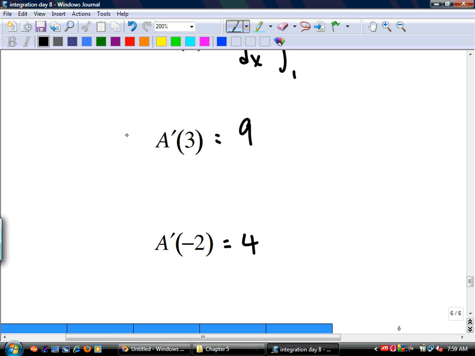Now what does this mean? This means how fast is the area increasing when x is 3? It's increasing at 9 units per time. 9 square units per time? How fast is the area? Yeah, 9 square units per time. There you go. That is the second last section.